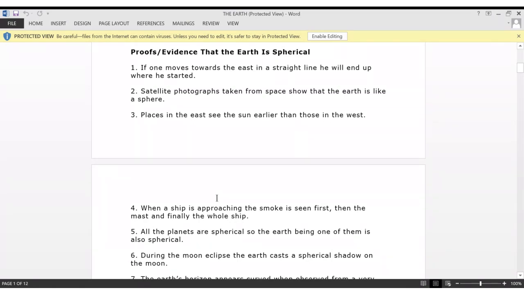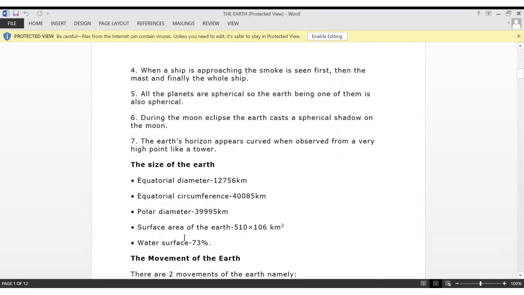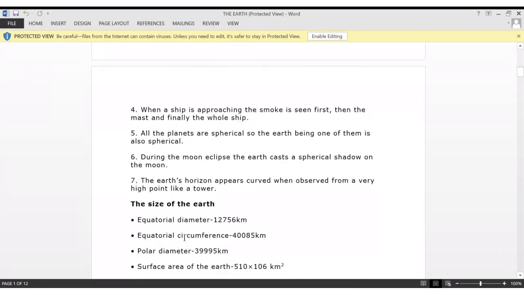Another point is that satellite photographs taken from space show that the Earth is spherical. And then we can say another point: the places in the east usually see the sun earlier than those in the west. Another point is that all planets are spherical, so the Earth is also spherical, being one of the planets. We can say another point: the Earth's horizon appears curved when observed from a very high point like a tower.